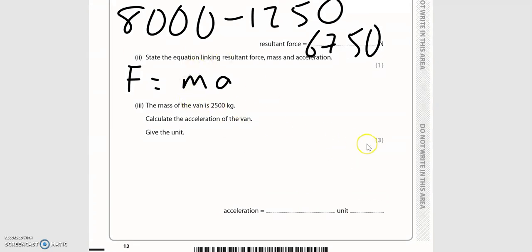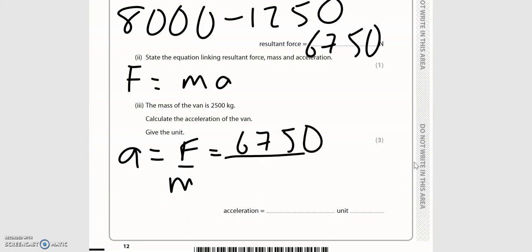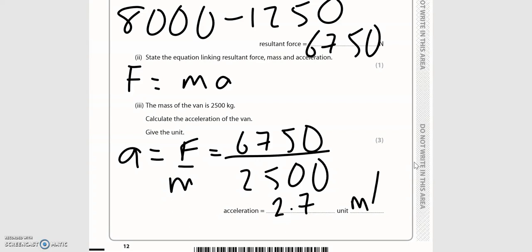Calculate the acceleration of the van and give the unit. So you need to rearrange F equals ma, which is Newton's second law. So we're going to do force divided by mass. It's your resultant force, so it's the 6750, and your mass is 2,500, and that should give you an answer of 2.7. So 1 mark for substituting everything correctly, 2nd mark for your answer, and 3rd mark is meters per second squared.